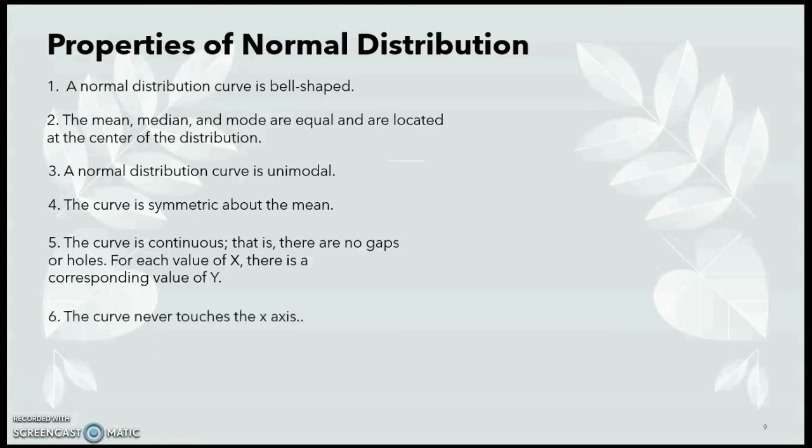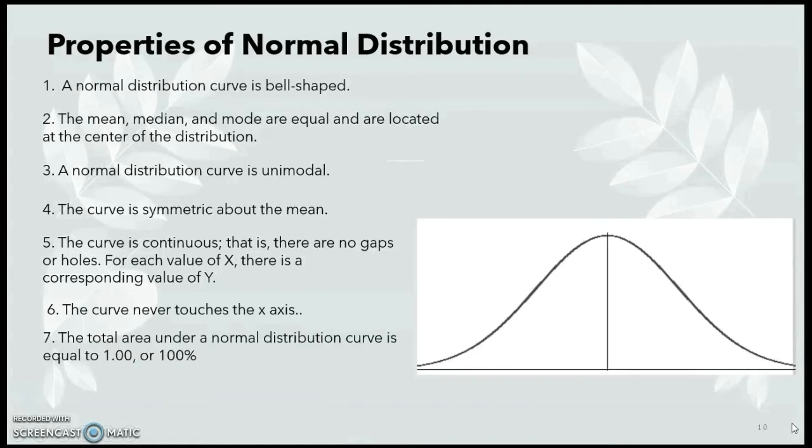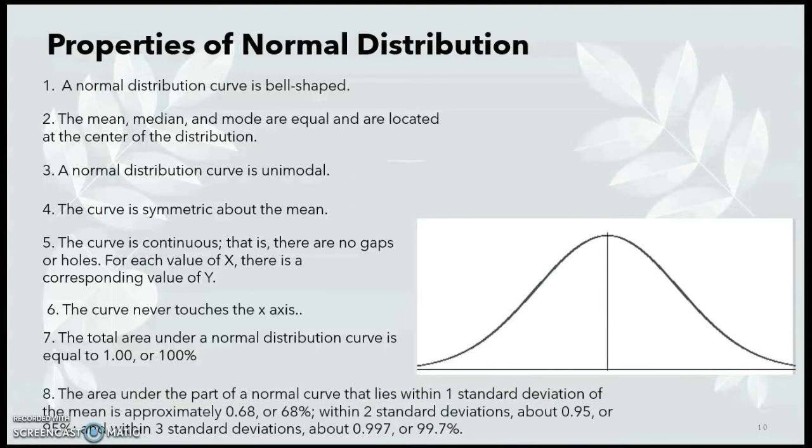Sixth property, the curve never touches the x-axis. Theoretically, no matter how far the curve extends, it never meets the x-axis, but it keeps getting closer. Seventh, the total area under a normal distribution curve is equal to 1 or 100%. Then eighth, the area under the part of a normal curve that lies within one standard deviation of the mean is approximately 68%. Within 2 standard deviations, it is about 95%. And within 3 standard deviations, it is about 99.7%. It will be explained further in the next 2 slides.